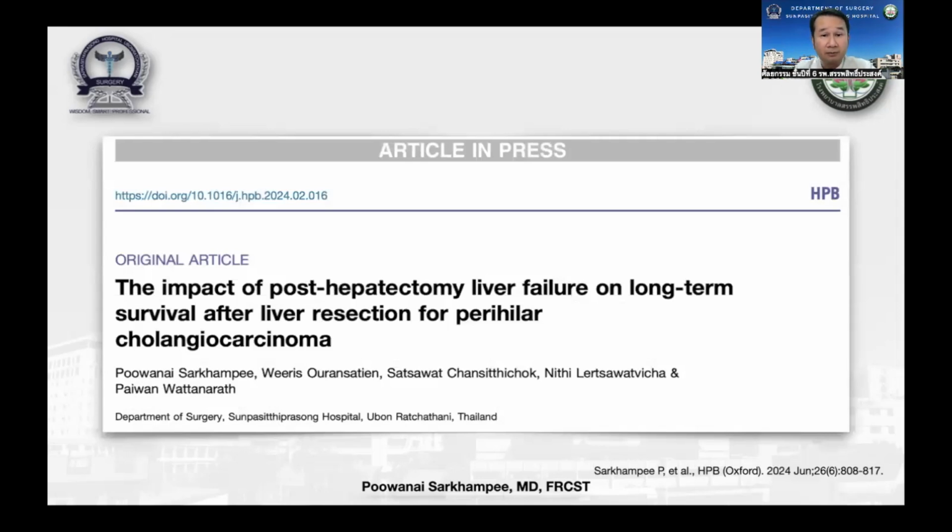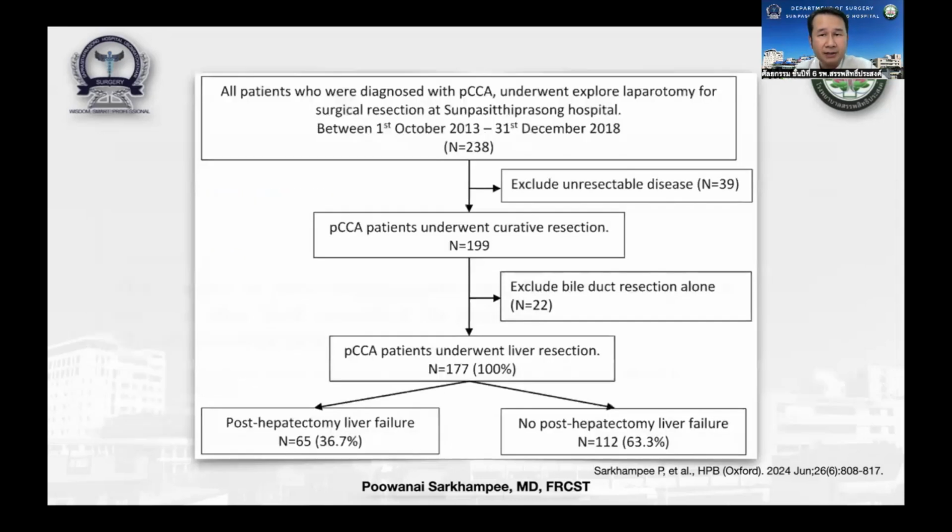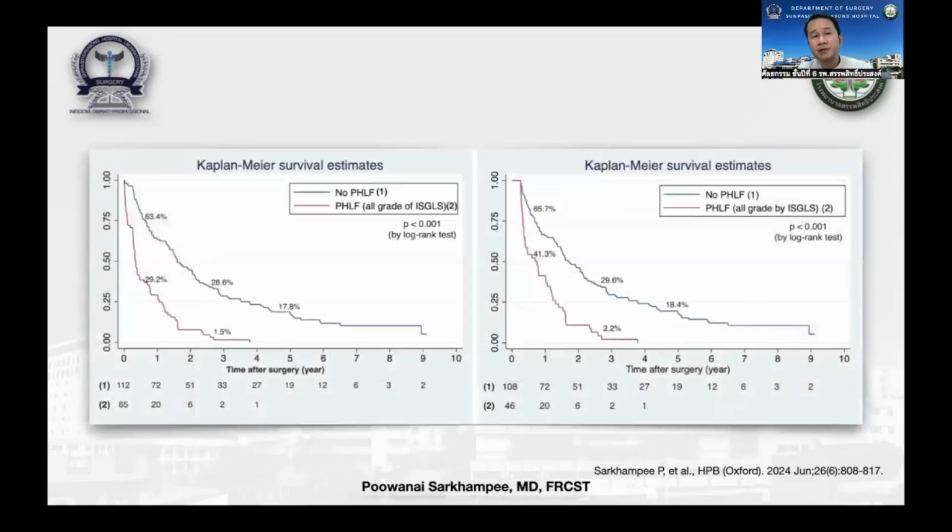The one thing that I will talk to you about is that post-hepatectomy liver failure impacts the survival outcome in our series. We collected the data in our series for 5 years and divided the patients into two groups: post-hepatectomy liver failure and no post-hepatectomy liver failure. We found that if the patients experience post-hepatectomy liver failure, this group of patients will have a poor outcome compared with those without post-hepatectomy liver failure.